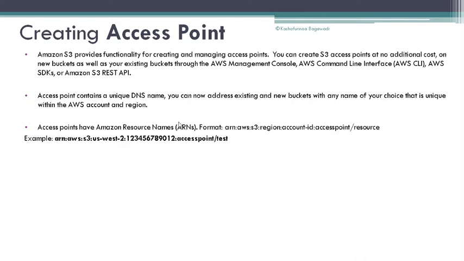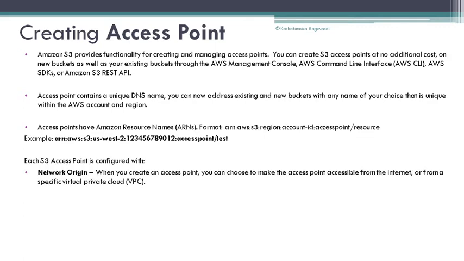So for example, this is the example of ARN. In this ARN, arn:aws:s3, this is the region, this is your account ID, and access point is the keyword, and /test will be your resource, or the name of your access point. Each access point is configured with a network origin.